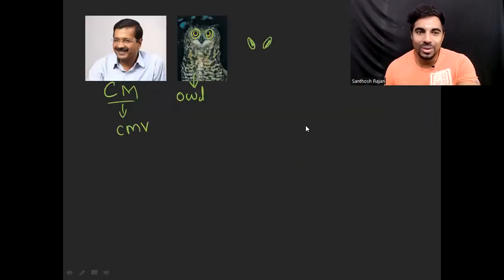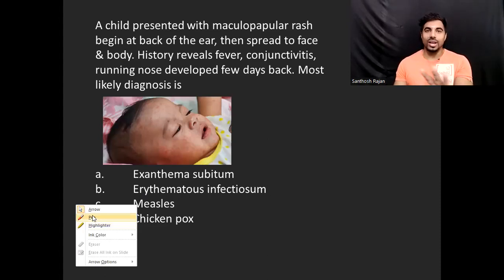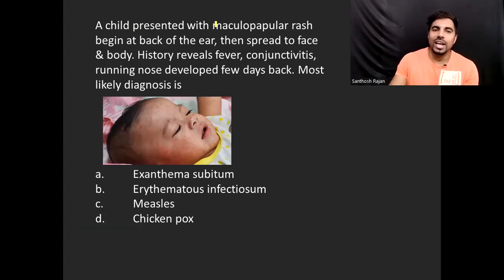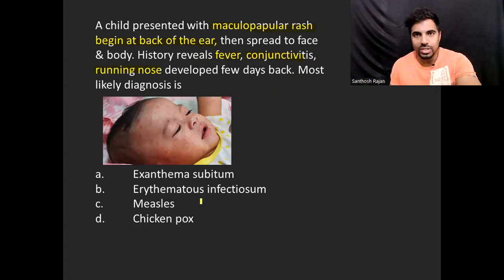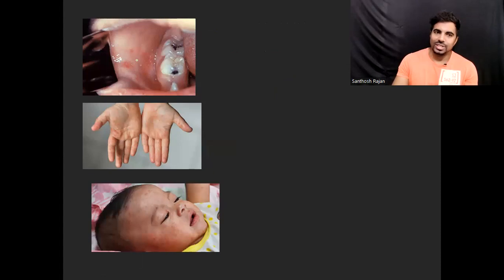All right, good. Now, next one. Look at this one. This is one beautiful question. I'm going to cover almost 25% of virology in this topic. It's very fun and interesting. Just be careful, listen to me. The child here presented with a maculopapular rash. It began at the back of the ear, then spread to the face. The history reveals the child had fever, conjunctivitis and a running nose a few days back. The most likely diagnosis is? Let's stop and go to the explanation, then we come back. What is this disease? Let's wait there.